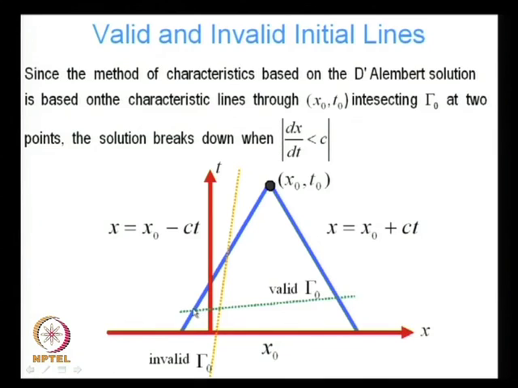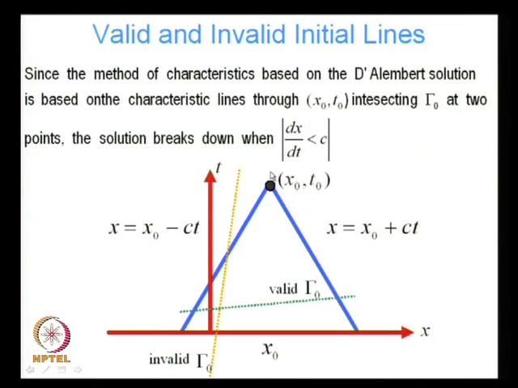So, this green line is fine, because both my characteristic lines passing through x0, t0 intersect this line, but look at the brown line. This line x equals x0 minus ct intersects that line, but this one does not intersect that line except at some time which is much beyond my time t0. So, that is not going to work. In this case the solution is going to break down.